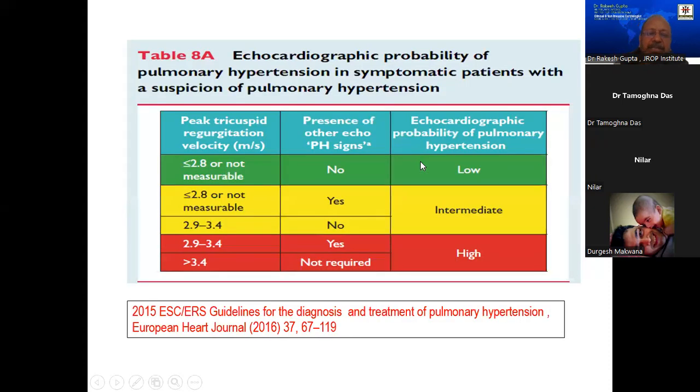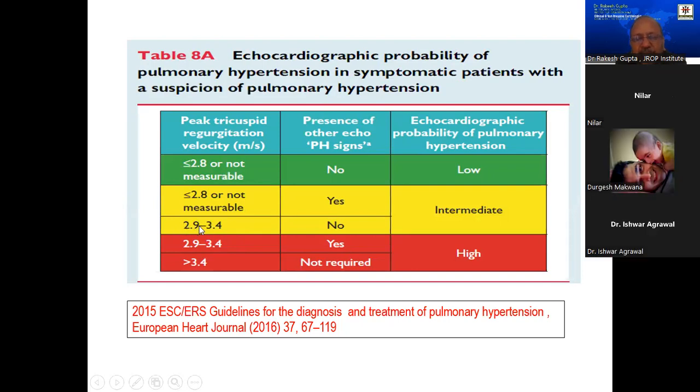And to further say, these are the guidelines from the 2015 European Society of Cardiology and Respiratory Society, talking of the echocardiographic probability of pulmonary hypertension in symptomatic patients with suspicion of pulmonary hypertension. And look, it's a very simple thing they said. If you have a velocity of less than 2.9, just be comfortable. And when the velocity touches 2.9, just get alarmed.